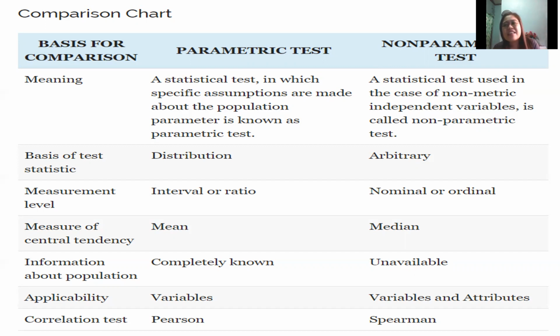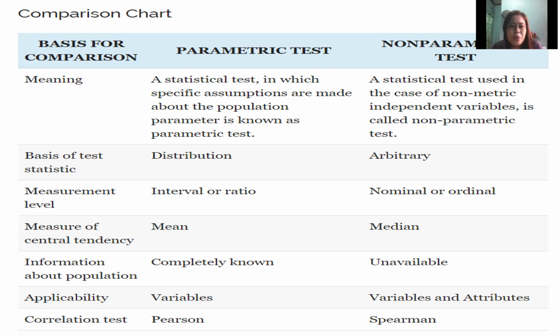Sa non-parametric test kasi, this is arbitrary. We don't really look at the normal distribution of data, and at the same time, if we have very minimum amount of sample size, then that's the time we use the non-parametric test. However, in research kasi, most statisticians and ang gina-consider na reliable ang parametric test.